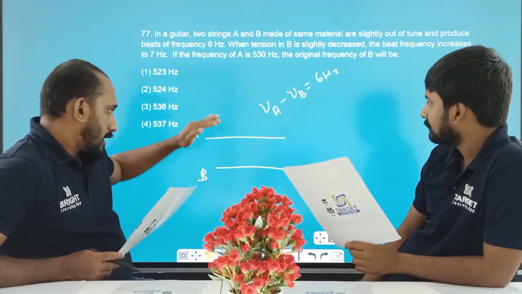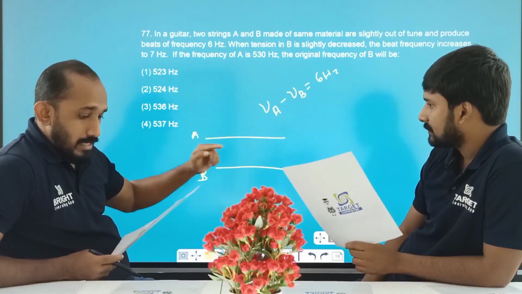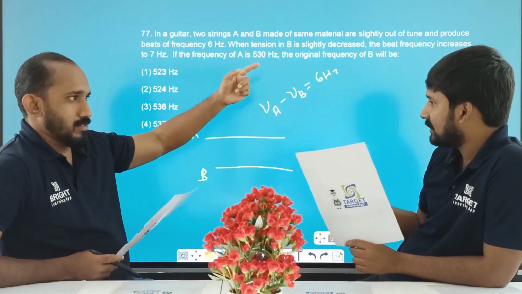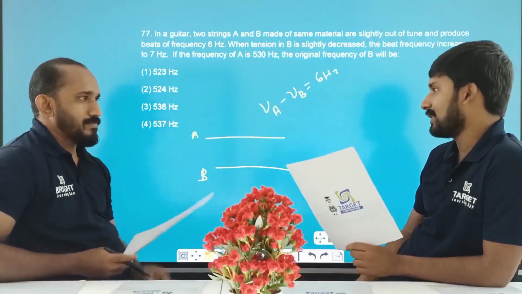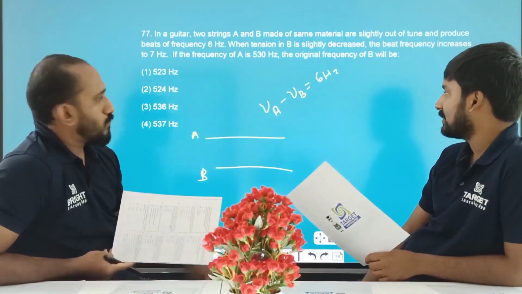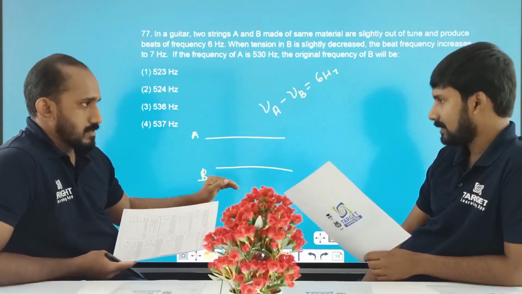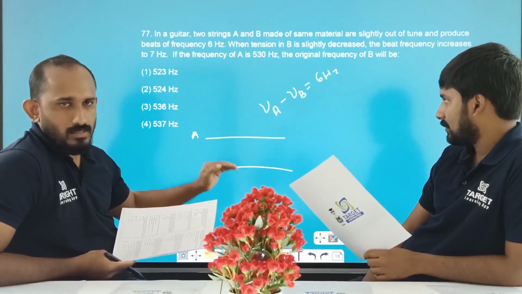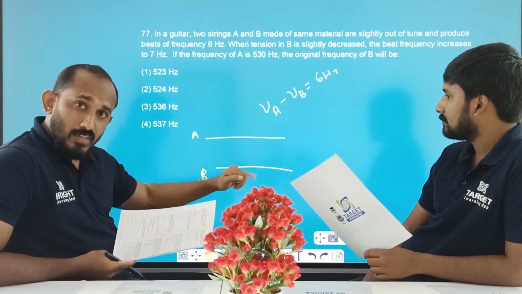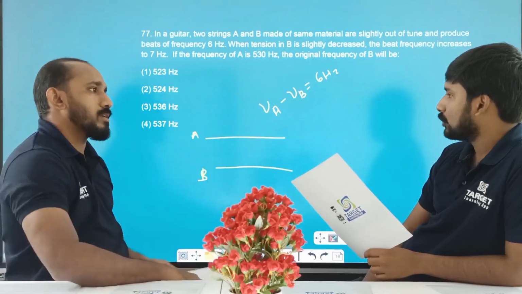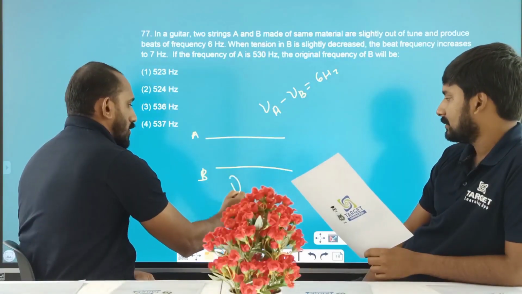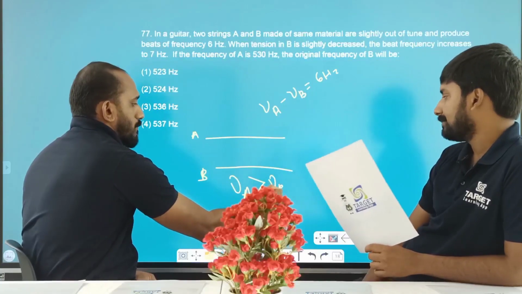Here it says if the tension of B is decreased, then the beat frequency increases. So of course nu A will be greater than nu B. That logic you have to use here. For nu B, if tension is decreased, then the frequency also decreases. So if the beat frequency increases, then nu A should be greater than nu B. That logic you should keep there.